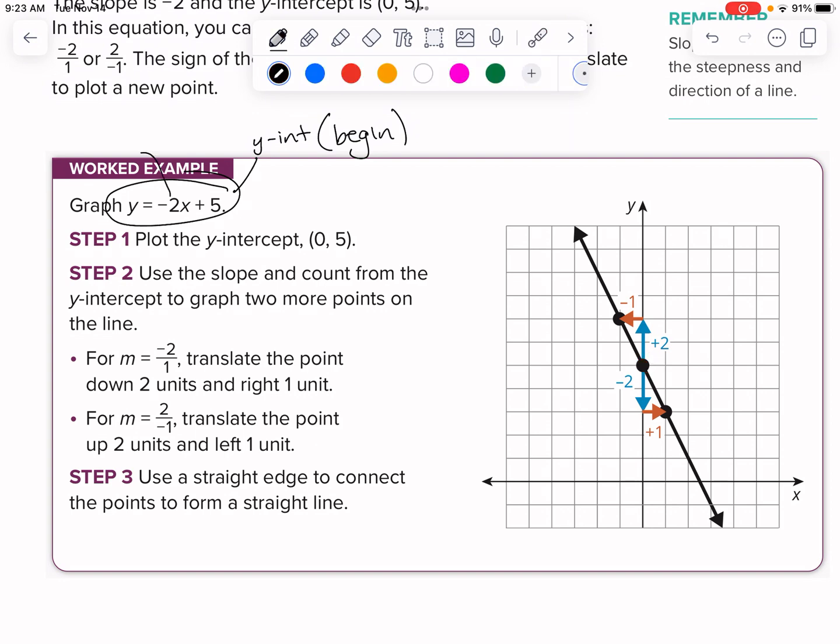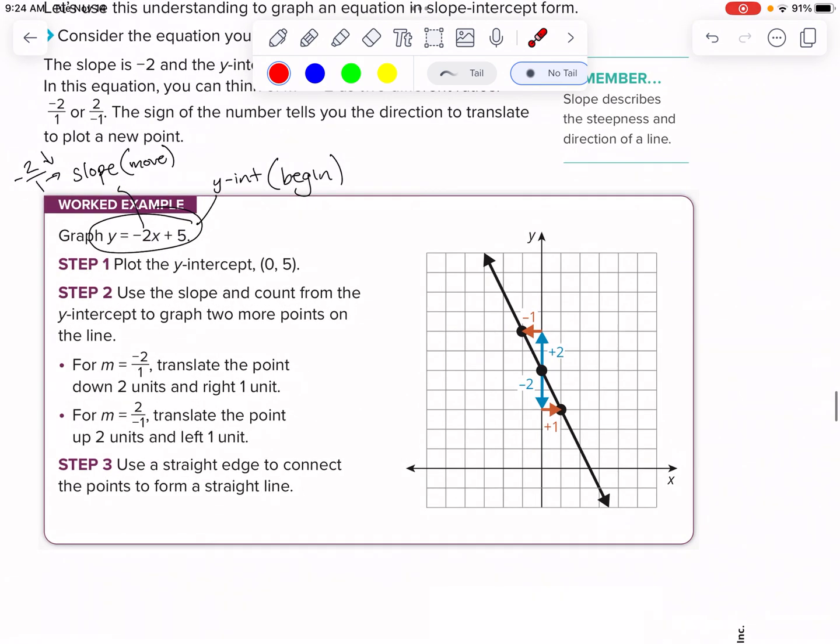So that's where we put that point. And then for this, right, this is our slope, rise over run, this is how much we move. So since it's negative 2, we always want a fraction. So we're going to put that as negative 2 over 1. That means down 2, right 1. From this point, we go down 2 and right 1. We put a point. You can also go in the opposite direction. Instead of down 2, right 1, you could go up 2, left 1. We get other points. And it just says use the straight edge to connect and form a straight line. Okay, but that's all we're going to write on this page. So we're moving really fast.